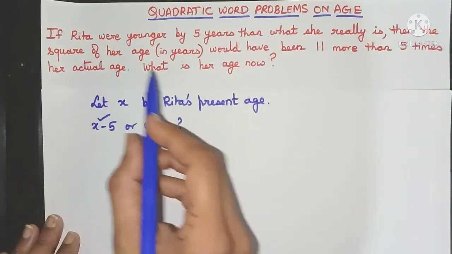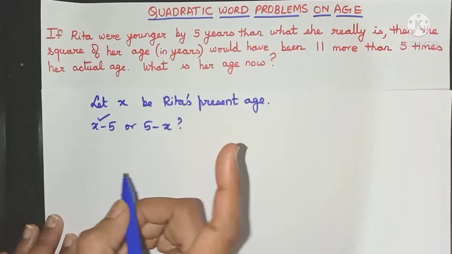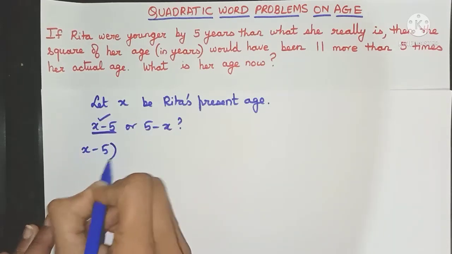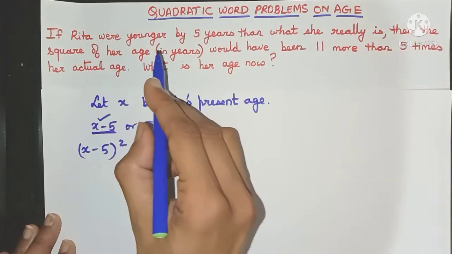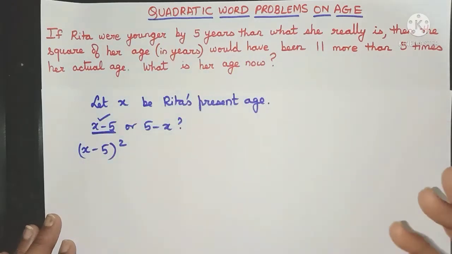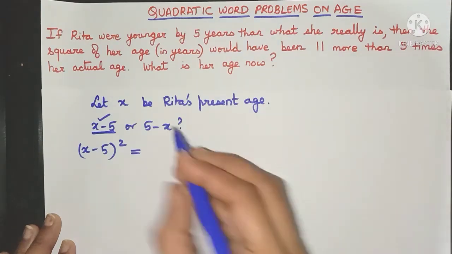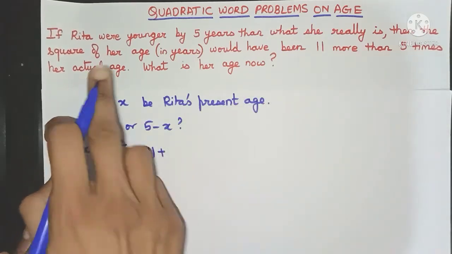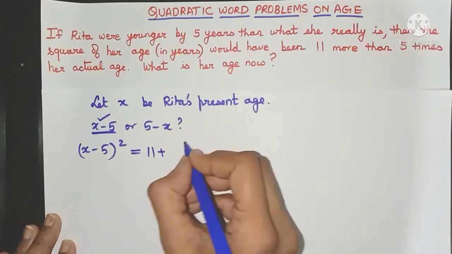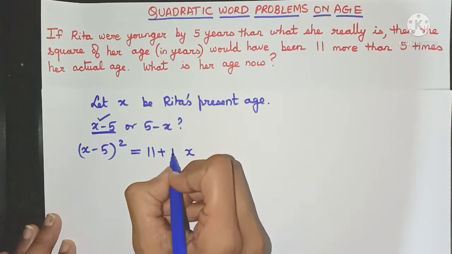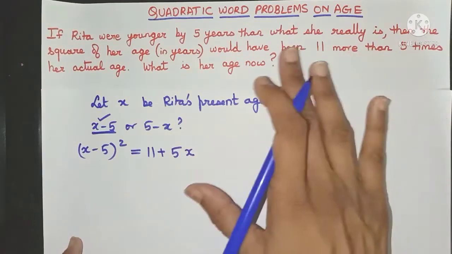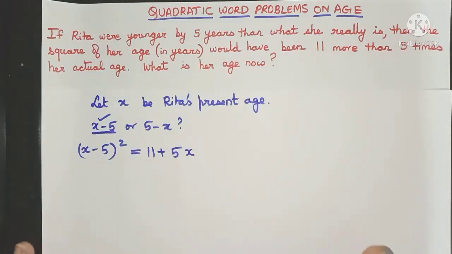Then the square of her age. So which age are they talking about, friends? It is this age, not this one. So x minus 5, the whole square. The square of her age would have been means you need to put an equal to sign. 11 more than means plus 5 times her actual age. Now what is her actual age? It's x. 5 times means 5 multiplied by x. And that's it, friends. We have converted the English sentences into a maths equation.